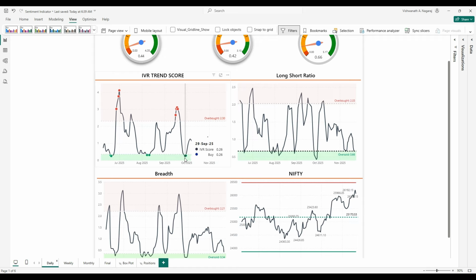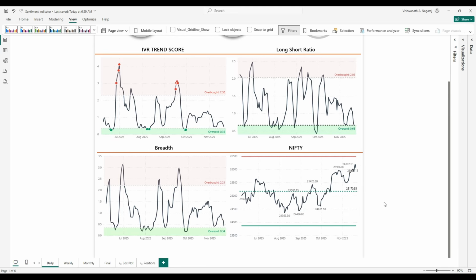I will come back to these green and red dots that you're seeing here with the current positions. And the long short ratio on the daily time frame is at the oversold area as well. Even the breadth is looking at the oversold area. Nifty is making a higher high. I am not going to take any more shorts, right? I let the market play out for a couple of days. I'm not saying this will take off from here, but I'd like to stay away from shorts at this point.